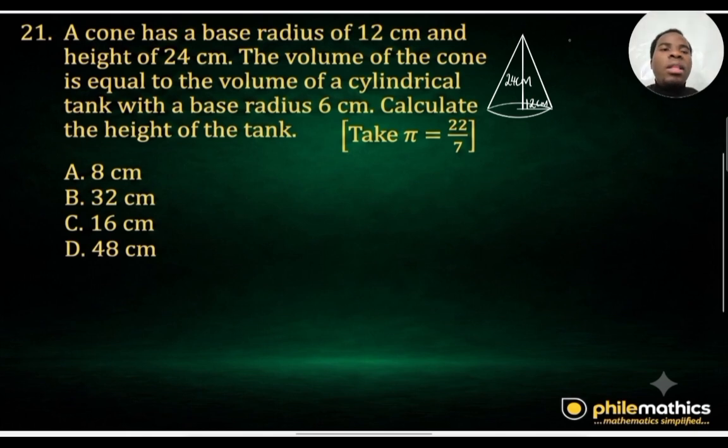The volume of the cone is equal to the volume of a cylindrical tank with a base radius 6 cm. Let's sketch the cylindrical tank. So this is a cylindrical tank.